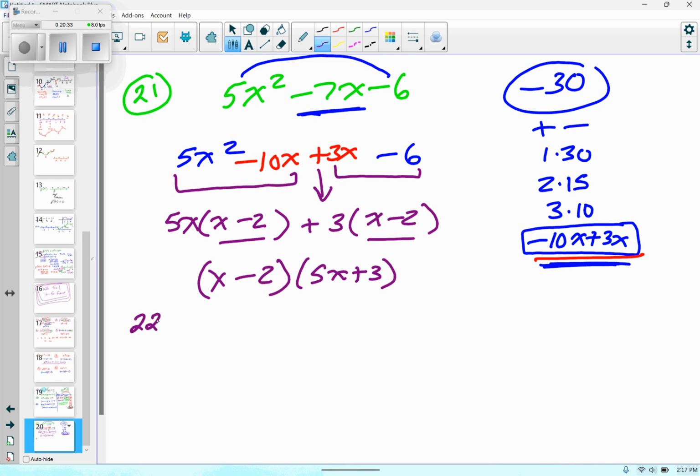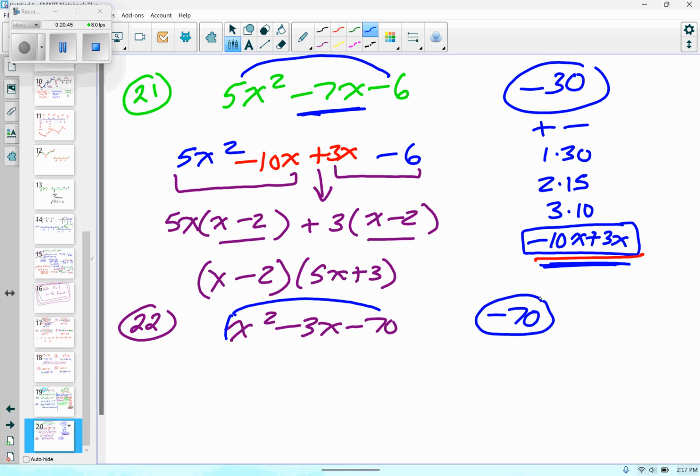And then number 22. X squared minus 3x minus 70. So I technically have a 1 out front. Multiply those together, so I get negative 70. I think most of you are getting this. If I multiply two numbers together and I get a negative answer, what do you know about the signs of the two numbers? One's positive, negative. So 1 and 70. Is there any way 1 and 70 are going to add up to negative 3? No. 2 and 35?